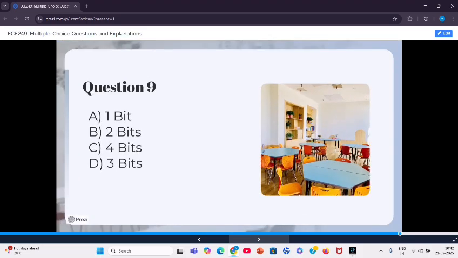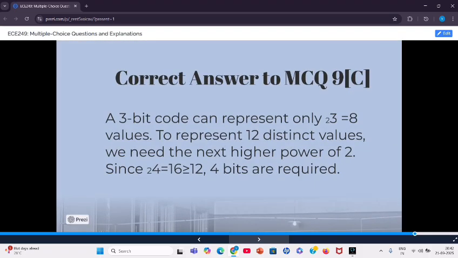Options are option A, 1 bit; option B, 2 bits; option C, 4 bits; option D, 3 bits. Moving on to the answer. So the correct answer is option C, which is 4 bits.